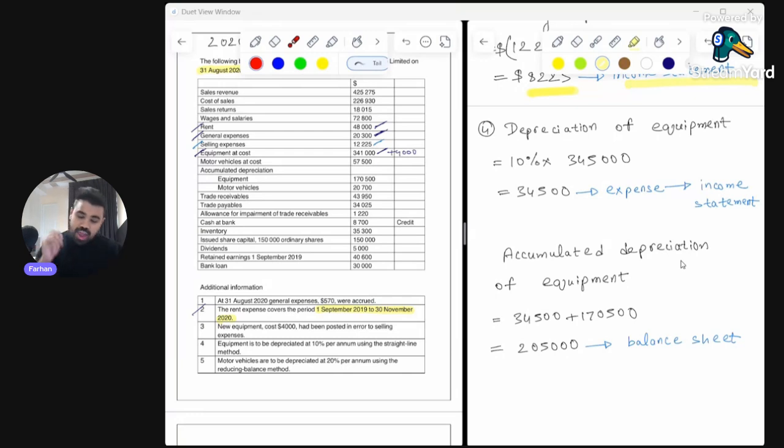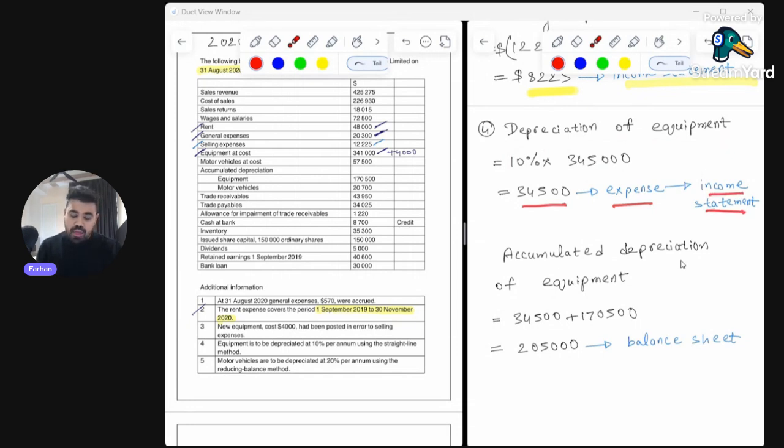Okay, so now that you want to find the depreciation of equipment, you just simply multiply the given percentage of 10 with the revised total cost of $345,000, and that gives us a depreciation of equipment using the straight line method of $34,500, which is clearly an expense, and all expenses are to be reported in the statement of financial performance or the income statement.